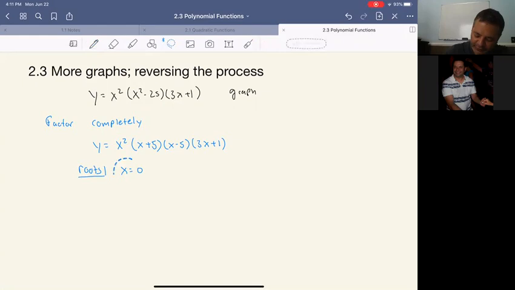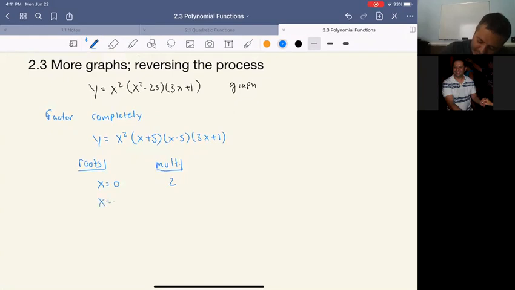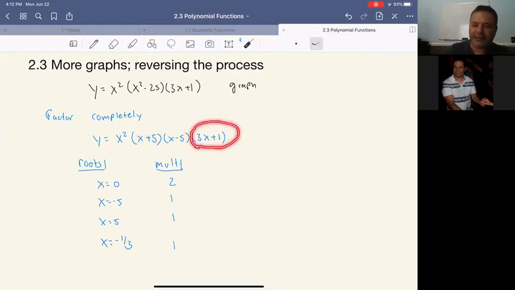X equals negative 5. That's multiplicity 1. X equals 5. Again, multiplicity 1. What about this 3x plus 1? What's the 0 there? That's right, negative 1/3, also with multiplicity 1. We have to remember to solve that: 3x plus 1 equals 0. So now let's make the sign chart. We're going to make sure we put these numbers in order, so that means starting from negative 5, then negative 1/3, then 0, then 5.